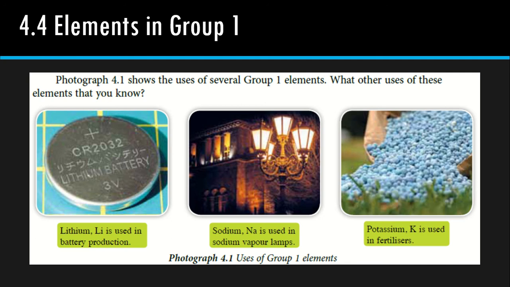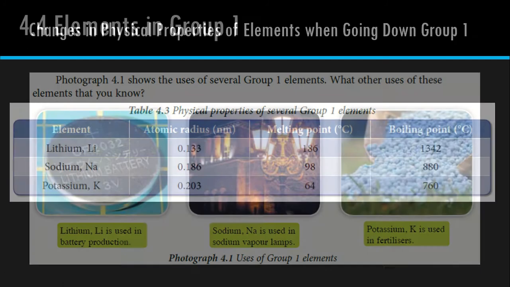Okay, so lithium is used in battery production. So we know many batteries use lithium now, for example in our phone cell, phone batteries, and watch batteries that last long. Usually that is lithium. That's why it is very dangerous, it can explode. Okay, then sodium is used in sodium vapor lamps. If you look at the lamps at rich people's houses, usually it is a slightly orange colour. That is sodium. Okay, and then potassium is used in fertilizer.